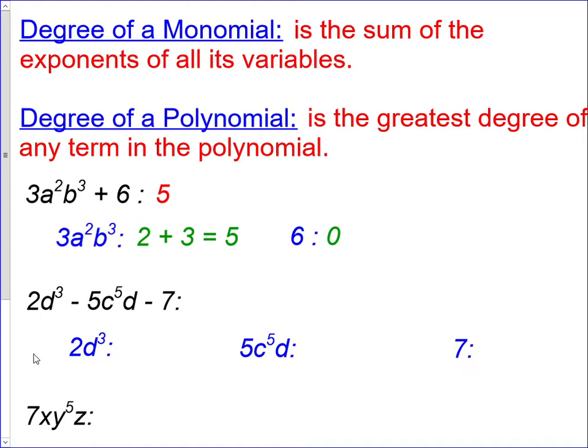On our next example, we have a trinomial. We have the trinomial 2d to the third power minus 5c to the fifth power times d minus 7. So when I look at these terms, in this one I've got one variable, so one exponent, and that's a 3. In this one, I have c to the fifth, d to the first, so that would be 5 plus 1, which equals 6. And this is a constant, so the degree of it is 0. Well, 6 is definitely the highest of all of these, so this polynomial, this trinomial, has a degree of 6.